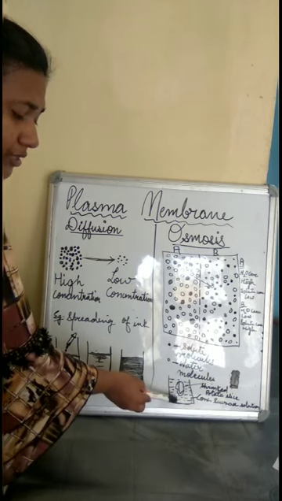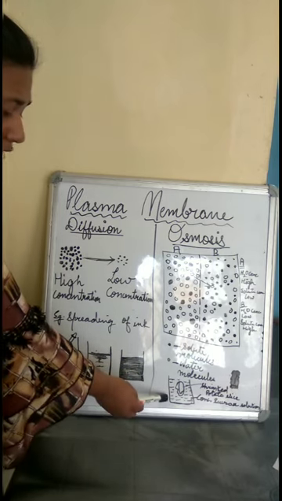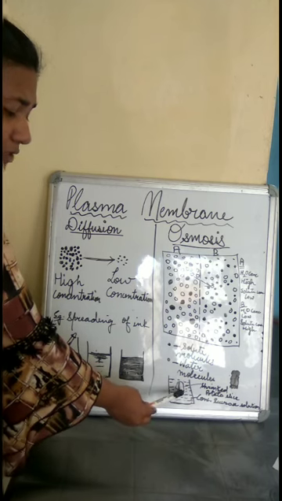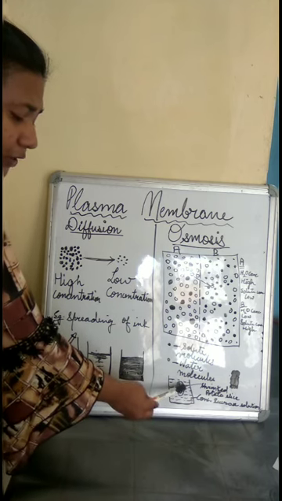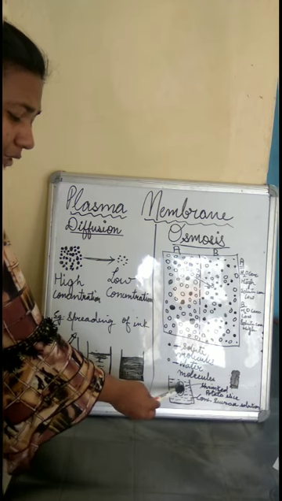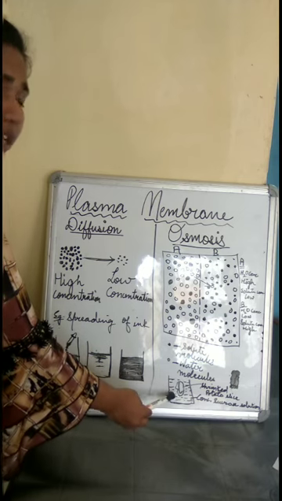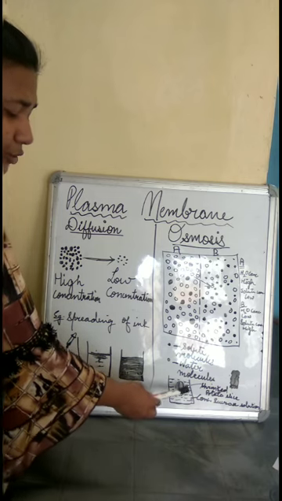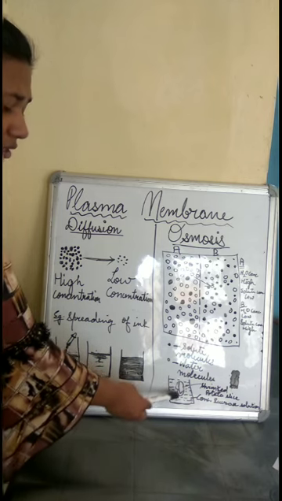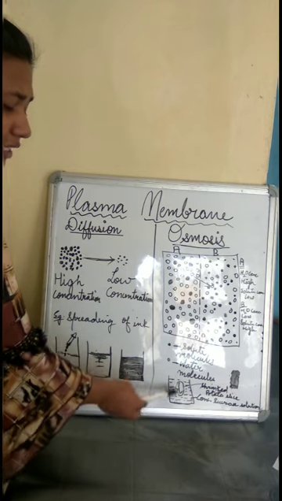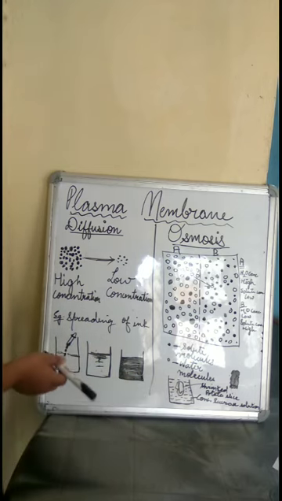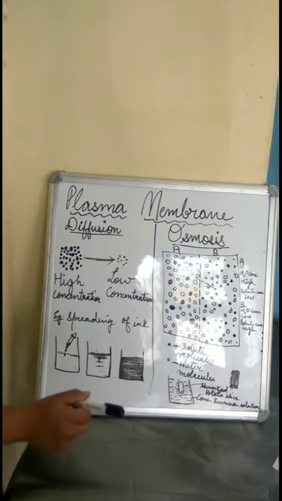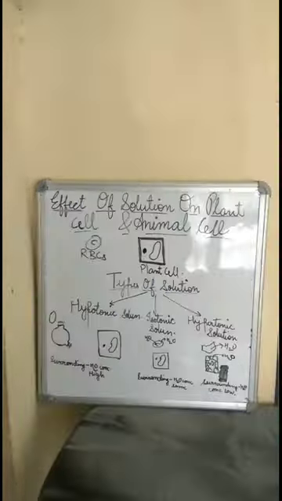So here the sucrose particles are more outside, and the water inside the potato slice is more. So water molecules will move from the potato slice towards the sucrose solution outside in which it is placed. As the water moves out of the potato slice, the potato slice shrinks. So this shrinking of the potato slice occurs due to osmosis.